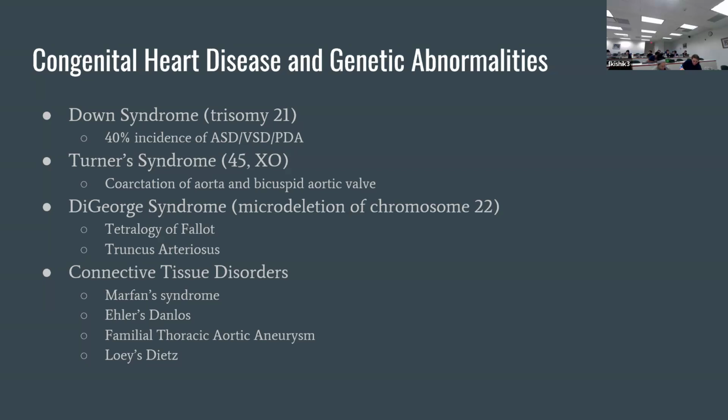And connective tissue disorders like Marfan syndrome, Ehlers-Danlos, familial thoracic aortic aneurysm, and Loeys-Dietz syndrome. When you think of connective tissue disorders, think of everything stretching. So they're associated with mitral regurgitation, aortic regurgitation, aneurysms, things like that.